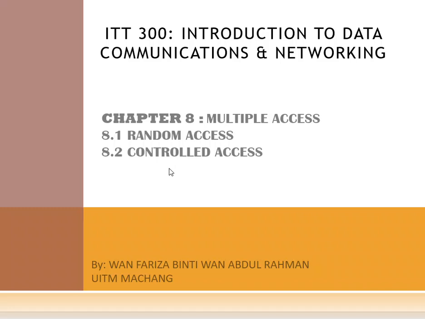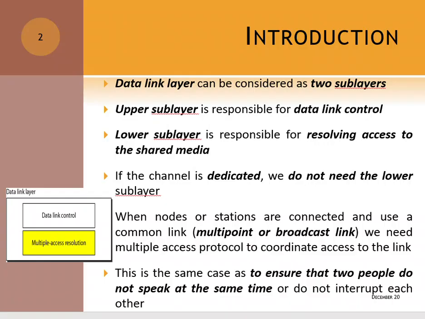In this chapter, multiple access, we are going to cover random access and controlled access. Just to recall, in chapter 2, we have learned the 5 layers TCP/IP model: starting from the bottom, physical layer, data link layer, network layer, transport layer, and application layer.